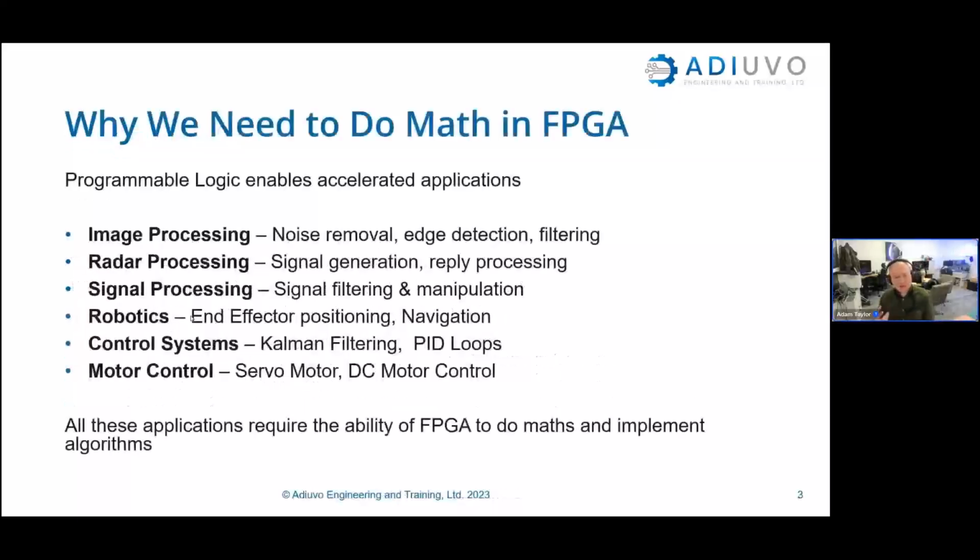Thinking about my career where I've used FPGAs, most of them have relied upon me to put mathematics in there in some way, shape, or form. For example, in image processing, we might need noise removal. We might also do edge detection, such as Sobel edge detection, or more complex filtering in our FPGA. If we're doing radar or signal processing, we want to generate signals and also process the replies when they come back, be that filtering, manipulation, FFTs, and suchlike. All of these require some elements of mathematics.